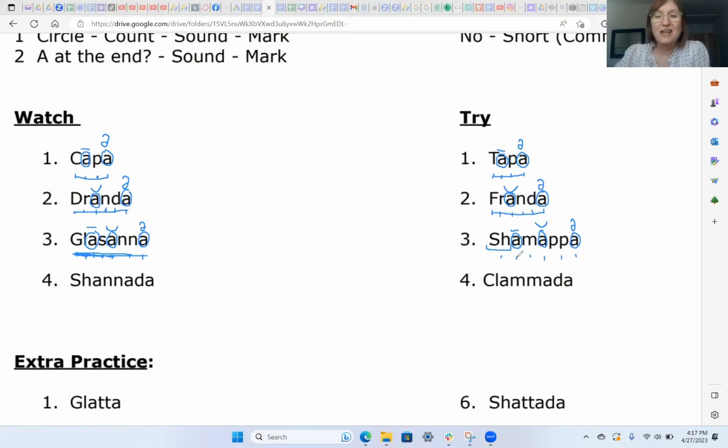So sh, A, A. Go one sound at a time. Shay, shame, shama, shamap, shamapa, shamapa. So hopefully, I wish I could see you so I could see the smile that hopefully you have on your face.